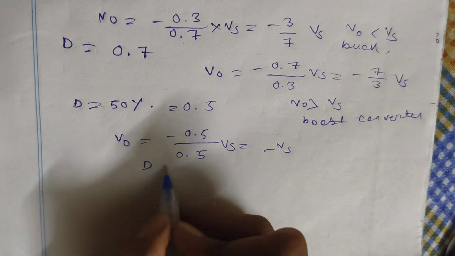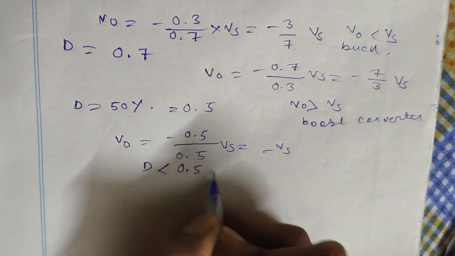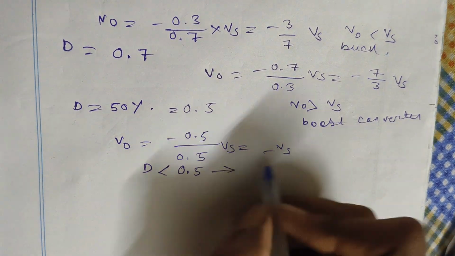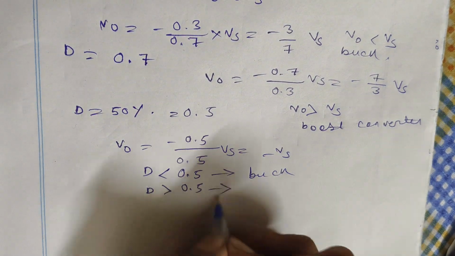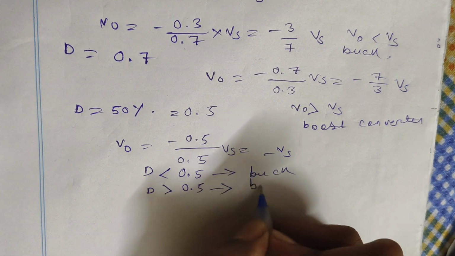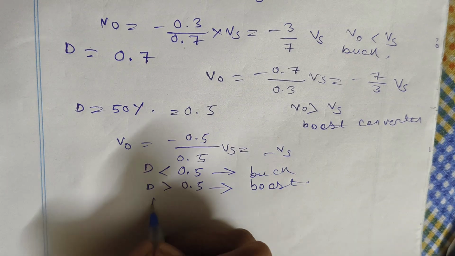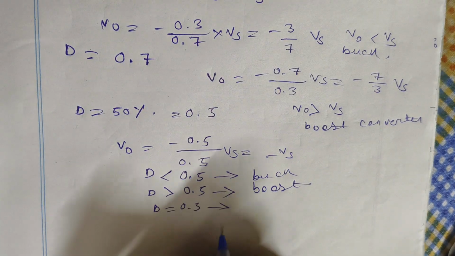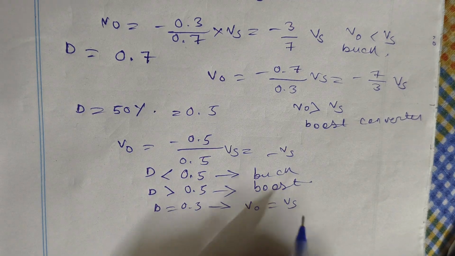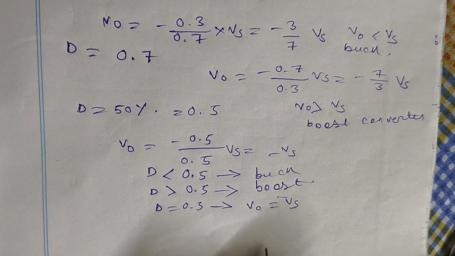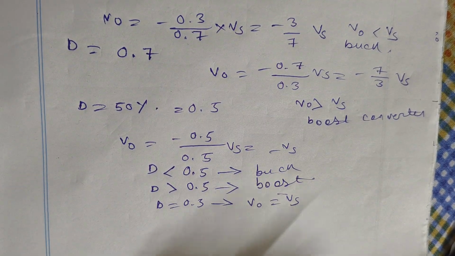So if the duty cycle is less than 0.5, which converter will it act as? Buck converter. If the duty cycle is greater than 0.5, it will act as a boost converter. And if the duty cycle is equal to 0.5, the output voltage will be the same as the supply voltage, although the polarity will be reversed. I hope that makes sense.